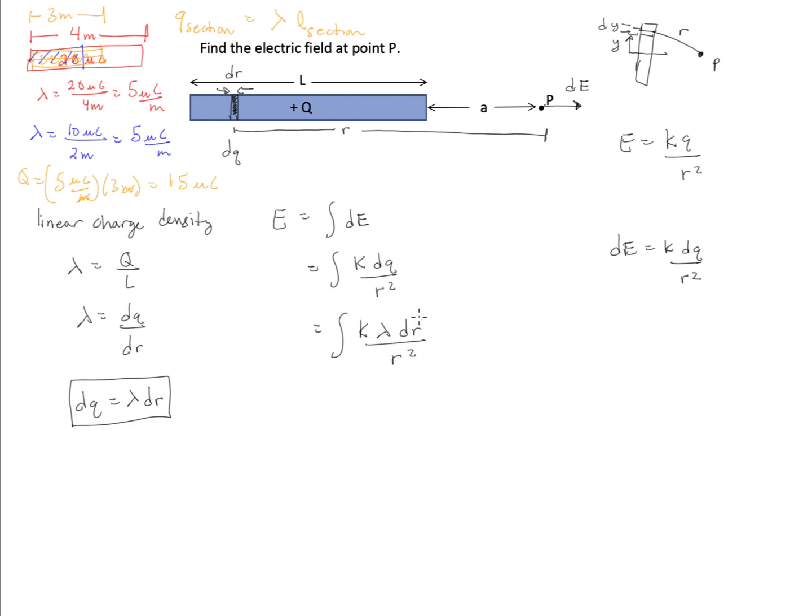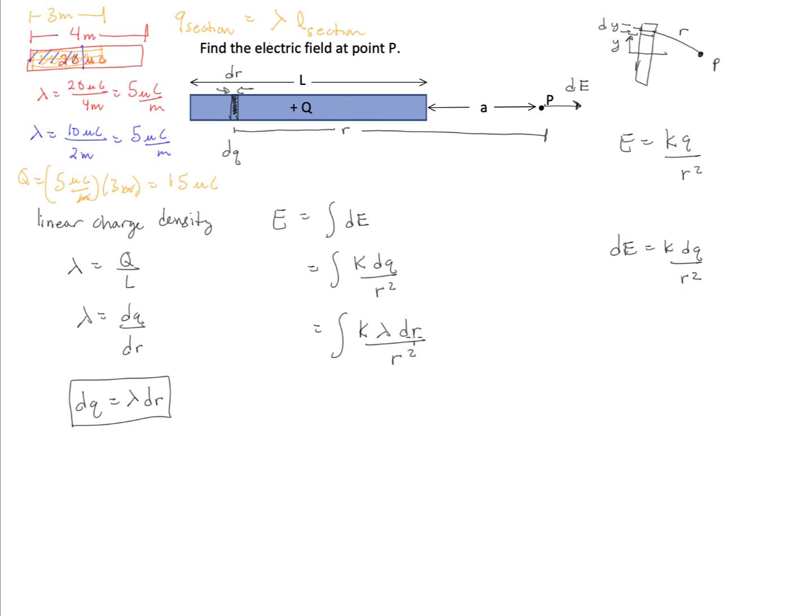And now you can see here that all of our variables match. K is a constant, lambda is a constant, and you have dr and r squared. So we're golden. Now we want to look at the limits of integration. Your limits of integration are determined by the integration variable. So for our case, what is that integration variable? It's r, right? We're taking this integral with respect to r.